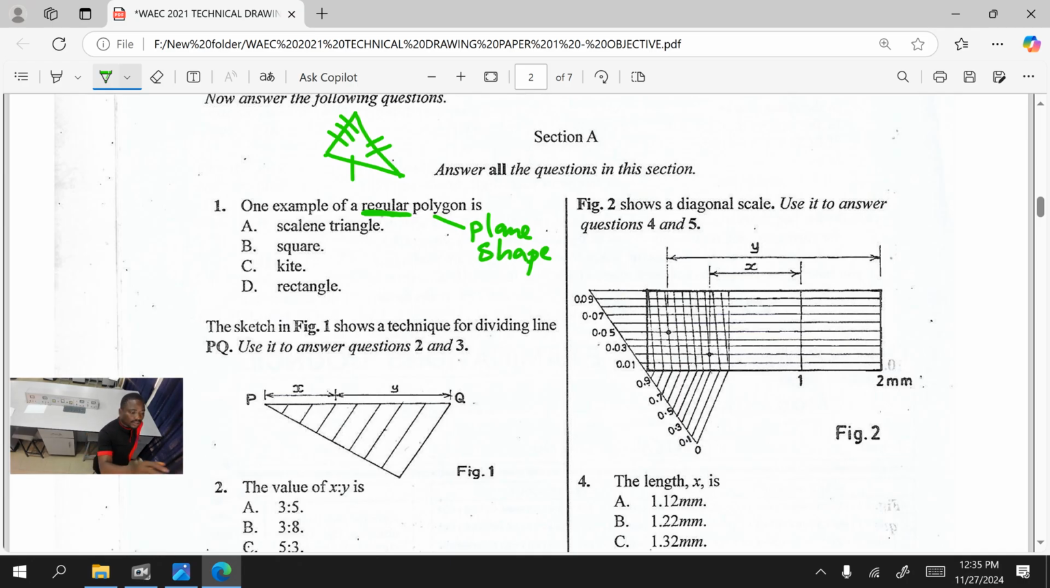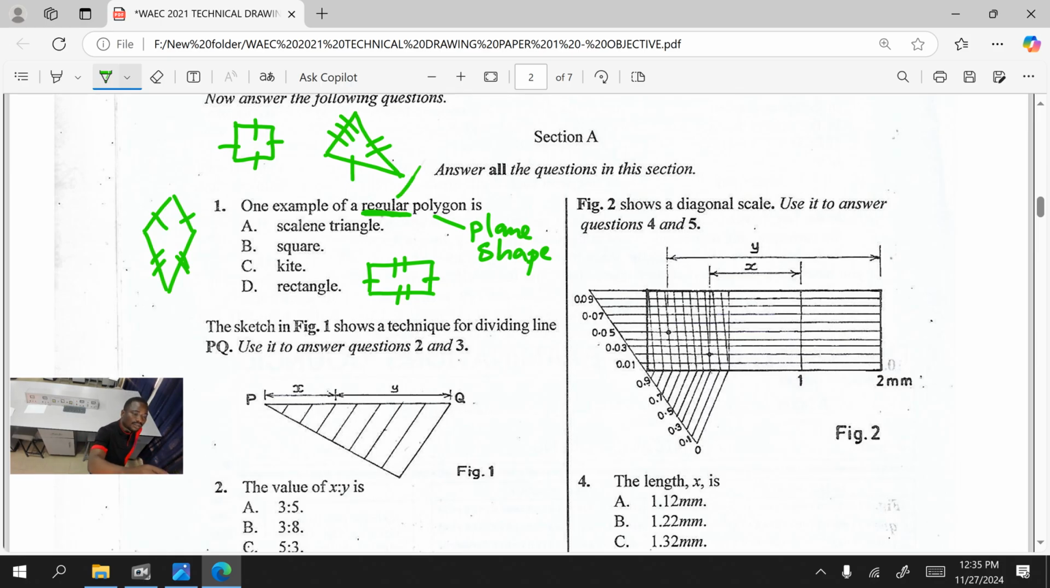And a square looks like this. A square is a shape whereby all the sides and all the angles are equal. A kite looks like this. A kite's adjacent sides are equal to each other. Then a rectangle looks like this. In a rectangle, opposite sides are equal to each other, like this.